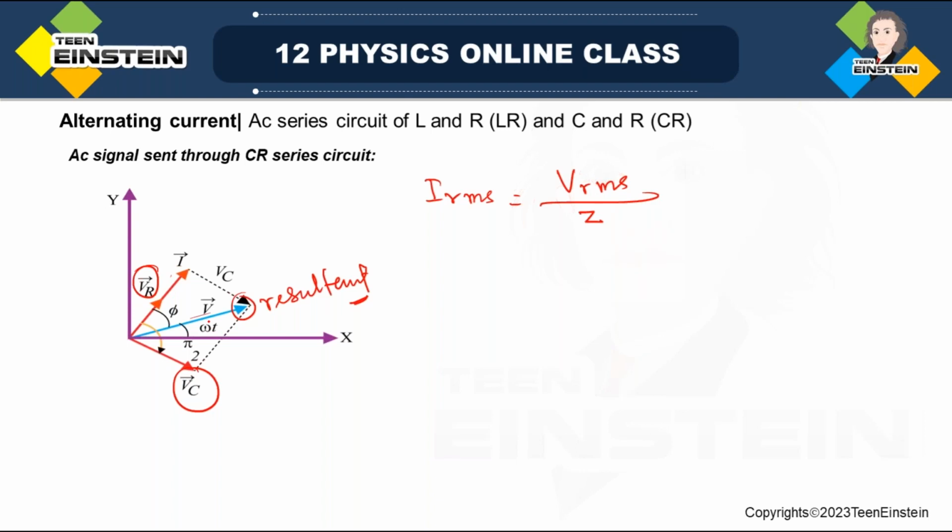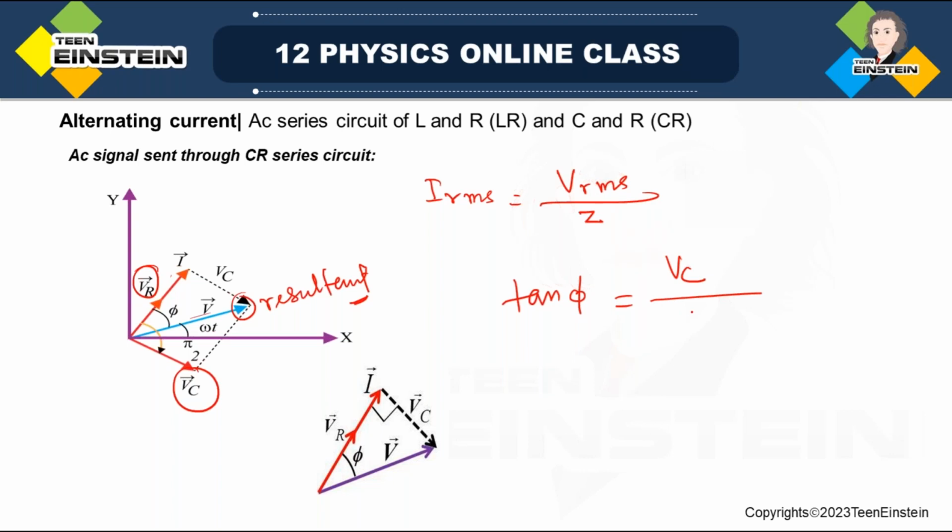But what is the angle? If the angle that the resultant makes with the current direction or VR direction is phi, then what will be tan phi? See here also. So tan phi will be VC by VR. VC by VR can be written again with amplitudes, as I times XL by I times R.